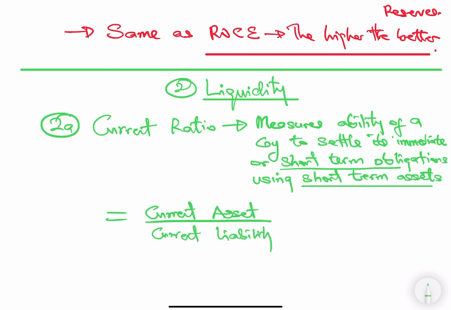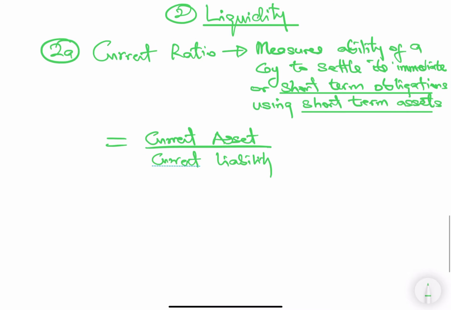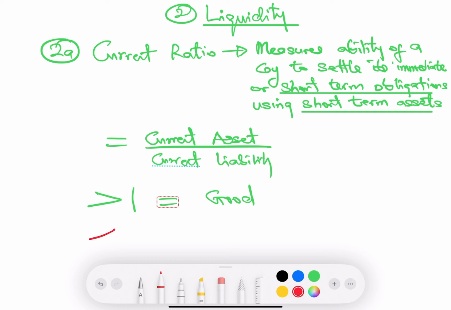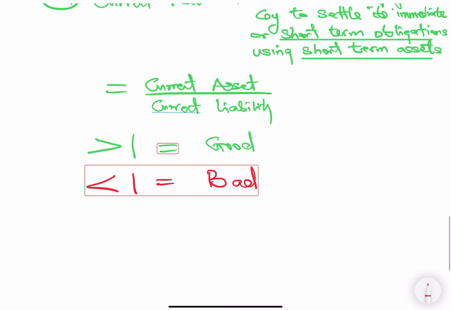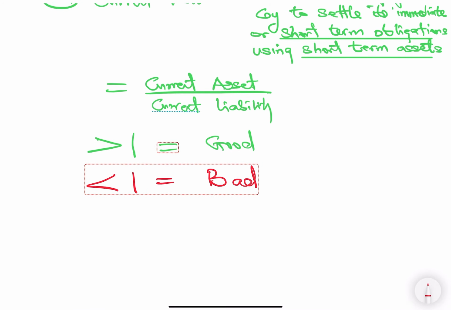Which is just this. Usually, in terms of interpretation, if it is greater than 1, then it is good. And if it is less than 1, then it is bad. And also good to know that current ratios vary based on industry. Generally speaking, you expect manufacturing industry to have higher current ratios than service industry.